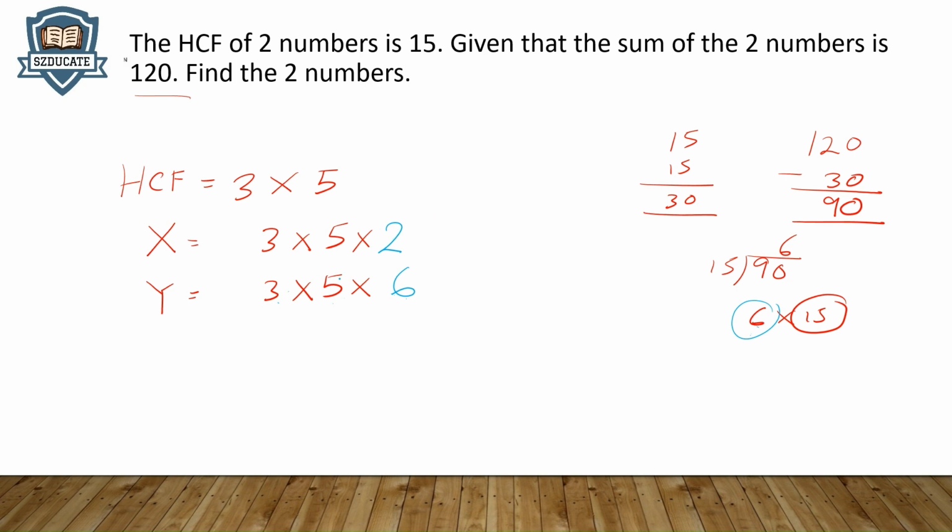But it cannot be the case. Why? Because 6, if you break it down, is 2 times 3. And it has a 2 inside. So if this is 2 times 3, your HCF will no longer be 3 times 5. It will become 2 times 3 times 5. So if X has a 2, Y cannot have a factor 2. So it cannot be this case. So I'm going to erase.